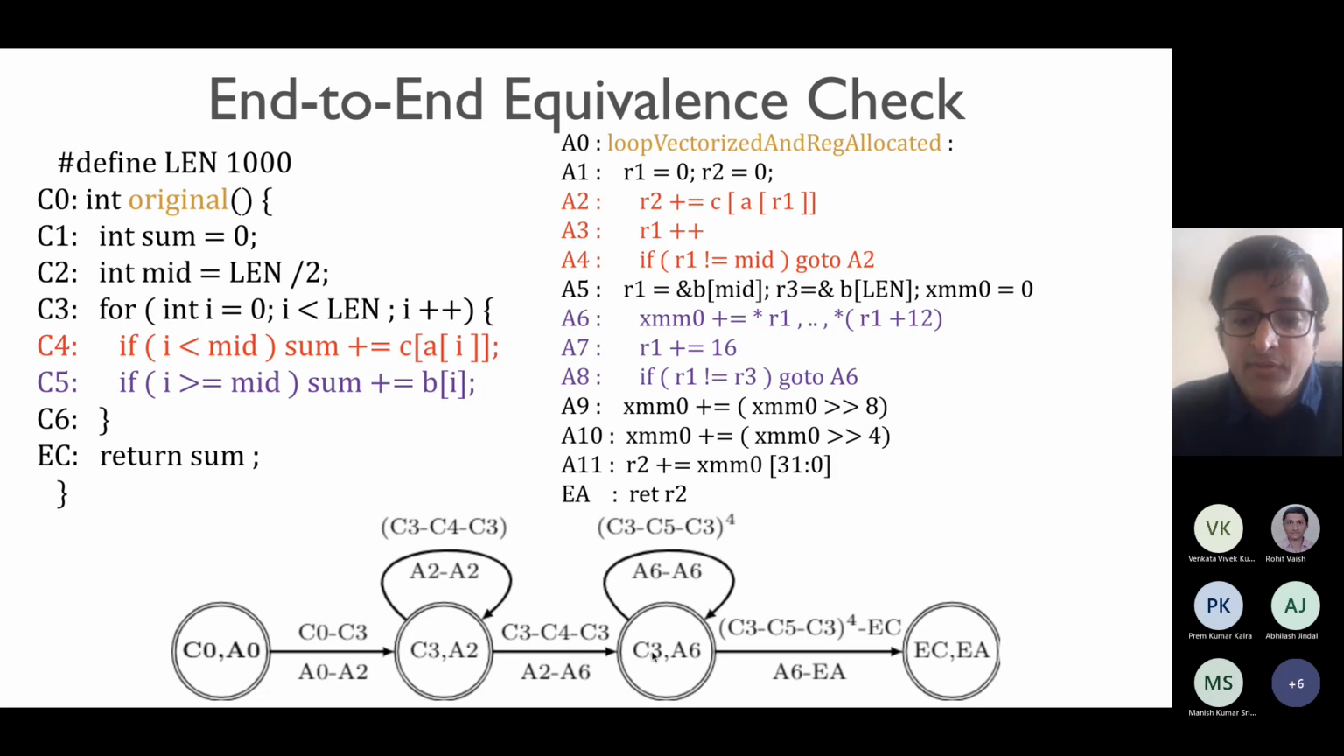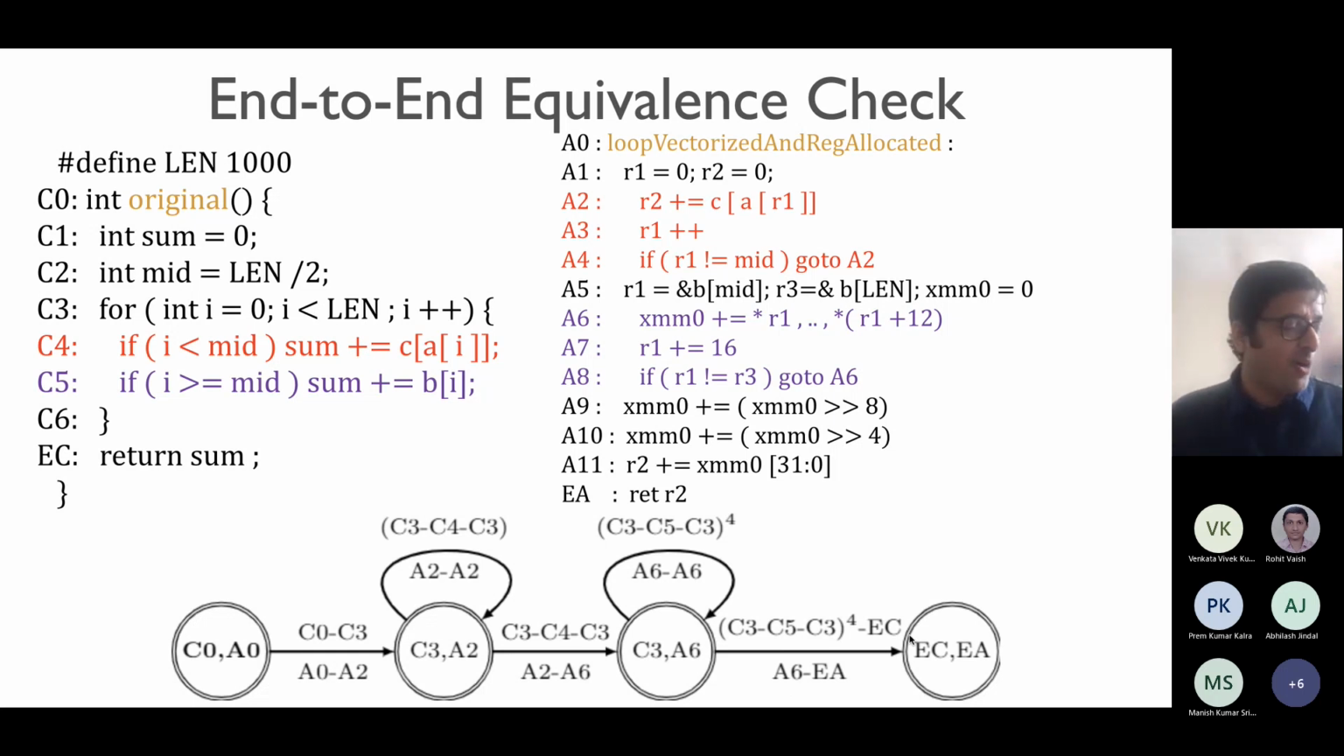Then when I'm in the second loop in the assembly program, one iteration of the assembly loop from A6 to A6 is correlated with 4 iterations of the C program, C3, C5, C3 to the power of 4. To the power of 4 is shorthand for concatenated 4 times. And when the assembly program exits, the lockstep correlation for the C program needs to be C3, C5, C3 executed 4 times, so take 4 iterations of the loop and then exit.